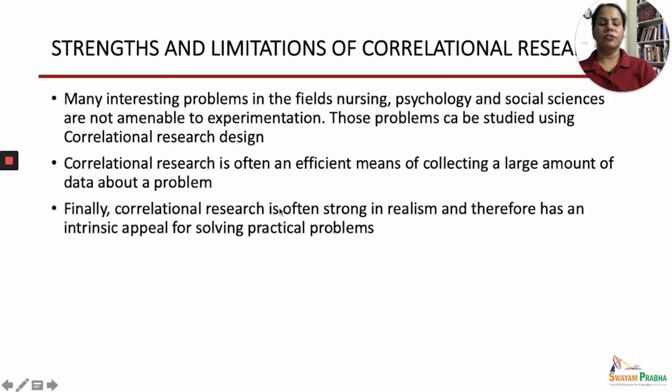Finally, correlational research is often strong in realism and therefore has an intrinsic appeal for solving practical problems. So, when I talked about the limitation of experimental research design, I told you that many a times researchers criticize the experiments for their artificiality. So, that artificiality is not present in the non-experimental research designs, because here we are studying the phenomena as they are naturally occurring in the real world. We do not manipulate, we do not artificially change the independent variable.